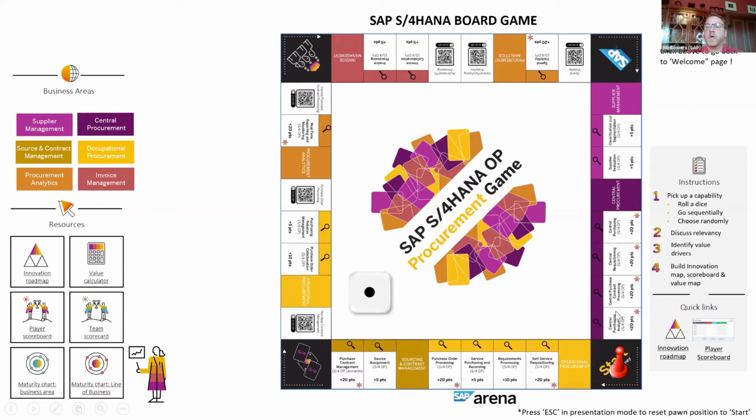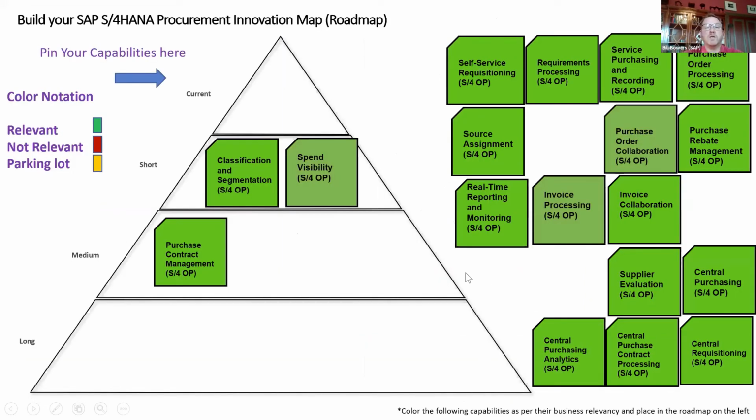Okay. So first off, a reminder: we had supplier management, source contract management, and procurement analytics. First, go to our innovation map. We chose 3 capabilities, 2 in short term and 1 in medium. Classification and segmentation, spend visibility has a lot of impact, if we go back to e-bike motors, on reducing the cost of goods sold and improving the FTE efficiency. And we also chose purchase contract management based on the discussion with the team. We actually discussed another capability, but we didn't get quite a chance to decide where it should be added.